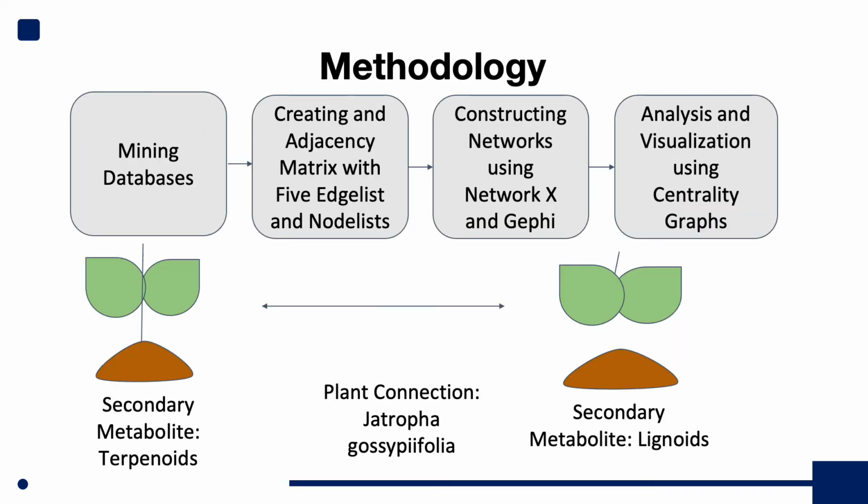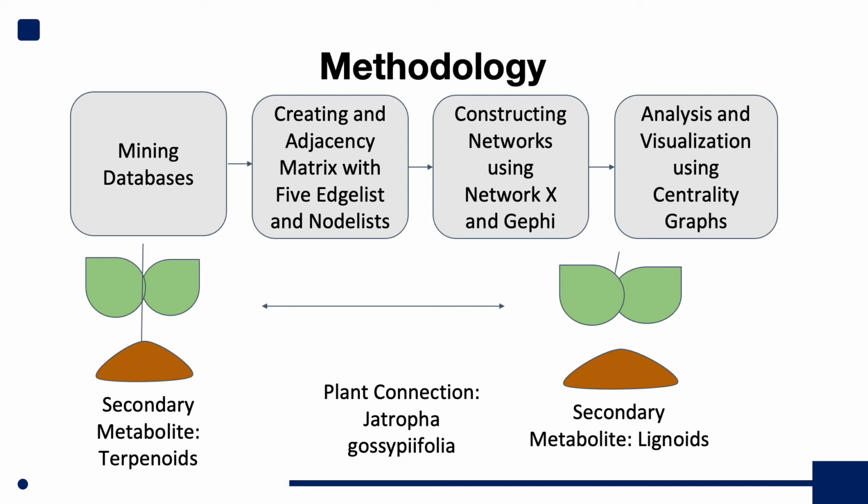In order to create the networks between secondary metabolites and plants, 5 edgeless and nodeless comma-separated values or CSV files were created to correspond with each figure. The Python package NetworkX was used to read the CSV files and create the networks from scratch. Then, the networks are made to look more presentable using the program Gephi.